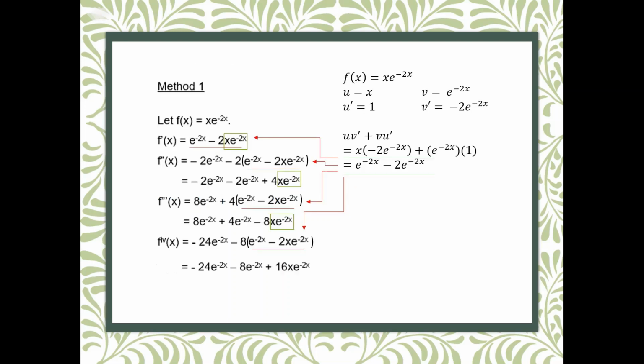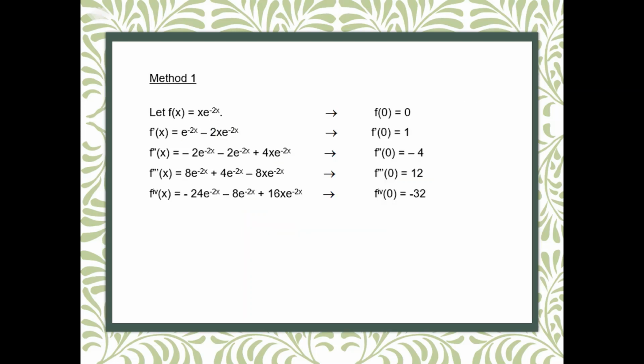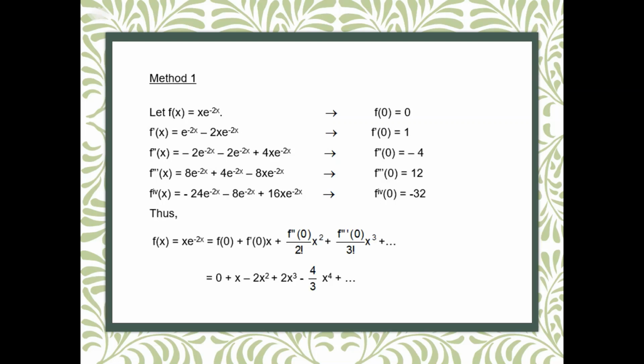Differentiate f(x) equal to x e^(-2x), you need to apply the product rule, which is uv' plus vu', as shown on the right side. As you need to expand up to x to the power of 4, you need to differentiate f(x) 4 times. After differentiating 4 times, calculate the f(0) and its derivatives by replacing the x by 0. Then substitute the values accordingly into the Maclaurin's formula and simplify.